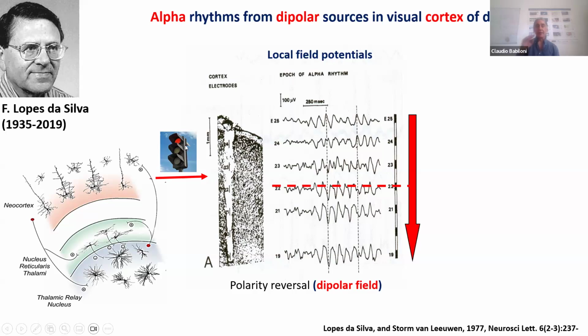The red light in the traffic light means this kind of cortical relaxation and no task-related cortical activity. And so the observation of Fernando Lopes da Silva was that the source of these local field potentials was about in the middle of the cerebral cortex.